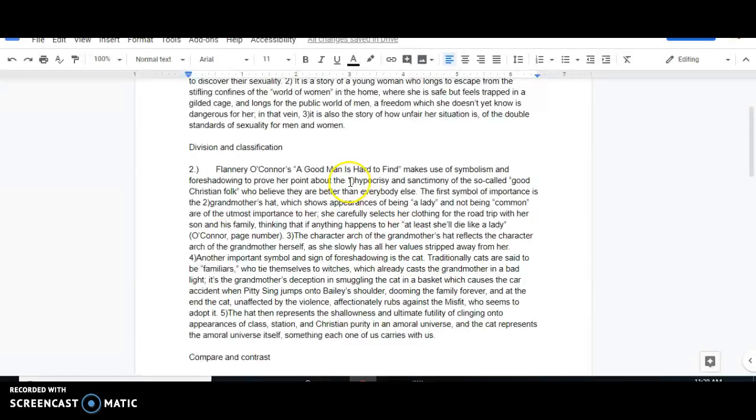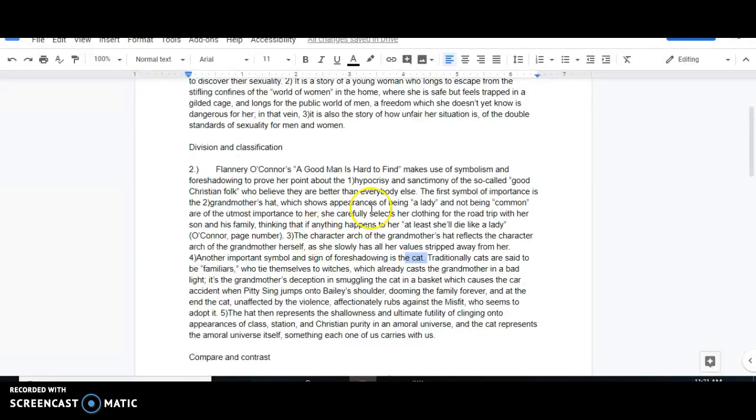So the reason I put these numbers is this is what's starting, right? Your argument starts with this. This is the overarching argument, which is that it's about religion and hypocrisy and sanctimony and false piety of good Christian folk. You're using the symbols to prop up your argument. First, the grandmother's hat, and then the cat. Okay?